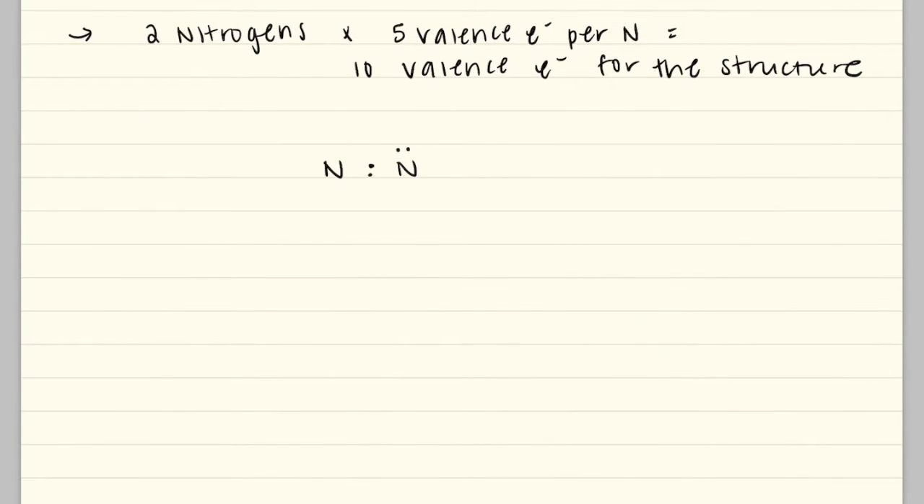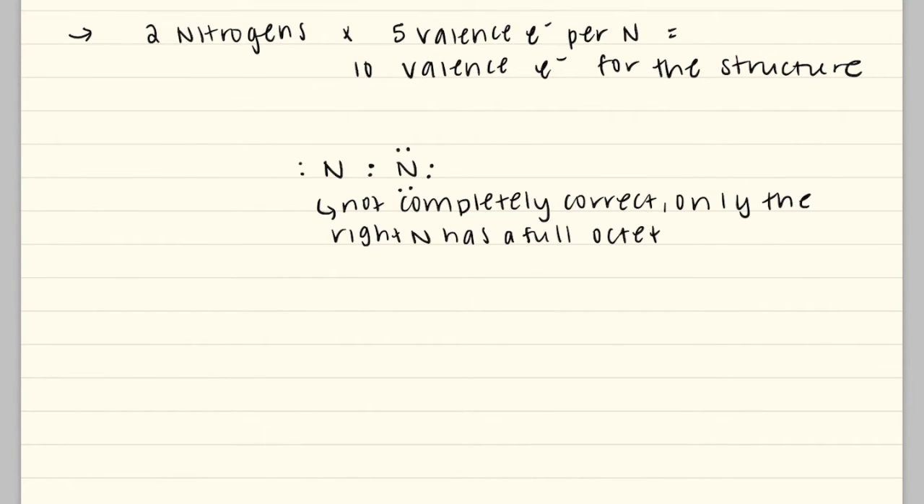Let's start by adding a pair of electrons between the 2 nitrogens, 3 more pairs surrounding the rightmost nitrogen, and 1 more pair dedicated to the leftmost nitrogen. As you can see, there is a problem in this structure. Only the right nitrogen gets to fulfill its octet, while the left nitrogen only has 4 electrons.